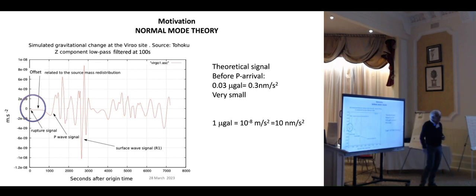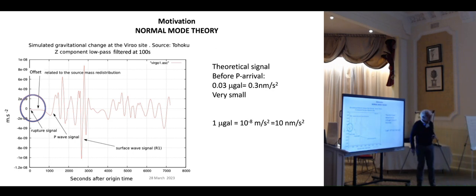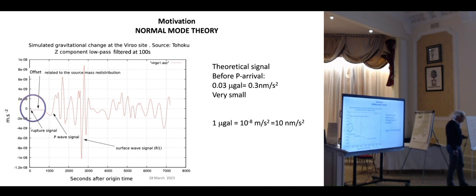I give here the order of magnitude. You have to keep in mind what is a microgal, because in the gravity community they speak in microgal or nanogals. And when we do the calculation, it is 0.3 nanometer per square second. So it is really, really a very small signal. And we said, okay, it's a very small signal. Could we try to observe it in the Virgo interferometer? But actually, I will show you that it's very difficult.